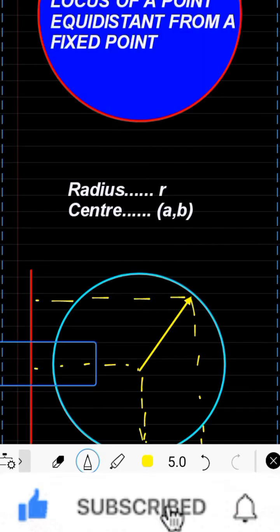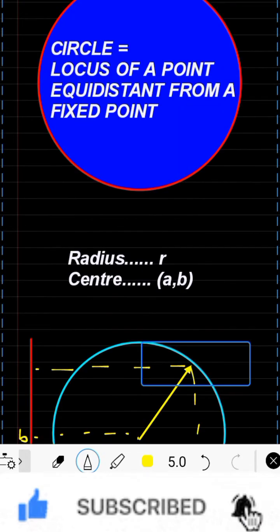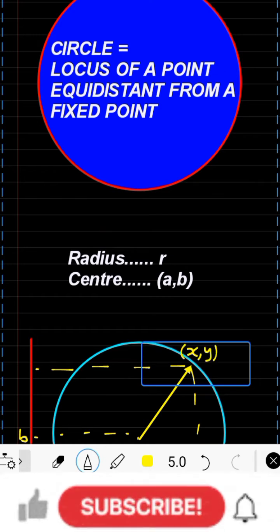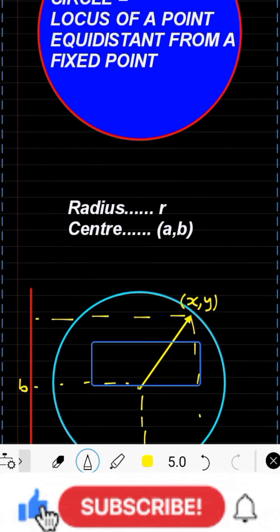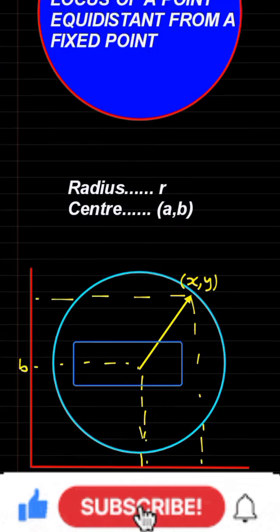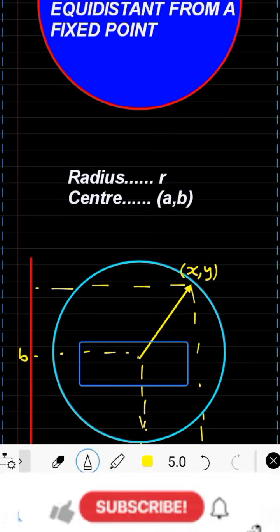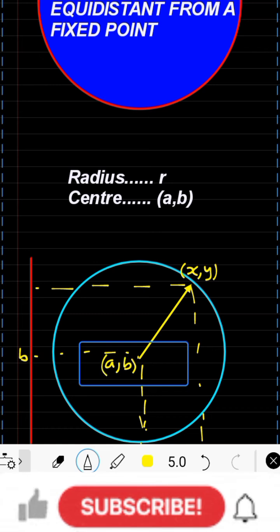A, B. The circle passes through a point which is X, Y. Passes through point X, Y. So we want to use these parameters to generate the equation of a circle. So this is the center of the circle, A, B, and the circle passes through point X, Y.